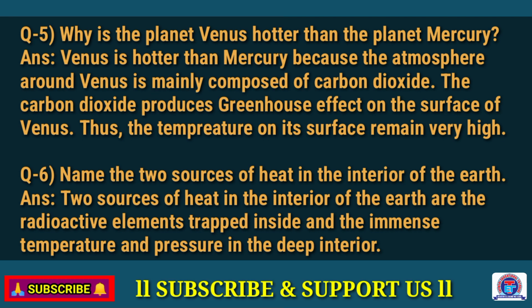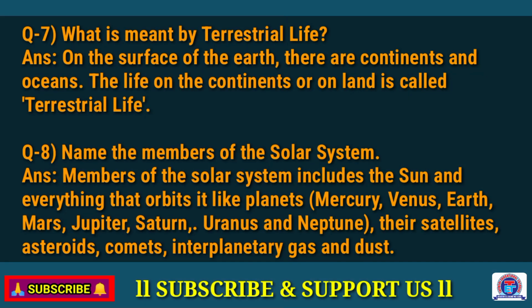Question 6. Name the two sources of heat in the interior of the Earth. Answer. Two sources of heat in the interior of the Earth are the radioactive elements trapped inside and the immense temperature and pressure in the deep interior. Question 7. What is meant by terrestrial life? Answer. On the surface of the Earth, there are continents and oceans. The life on the continents or on land is called terrestrial life.